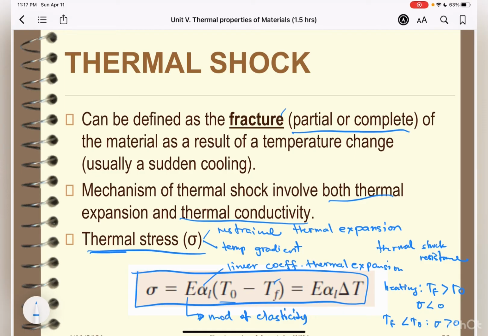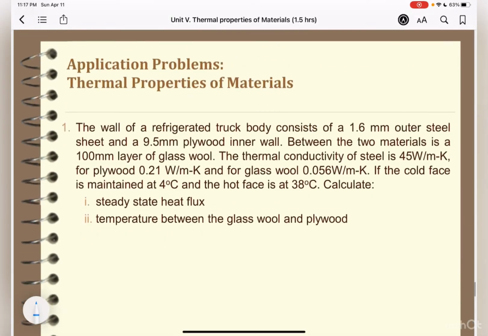Okay, so the stress in this equation is the same as the stress that would be required to elastically compress or elongate the specimen back to its original length after it had been allowed to freely expand or contract, with TO minus TF as your temperature change. So let's have some simple application problems on thermal properties of materials, for which after this I'll be giving or uploading you some assignments.